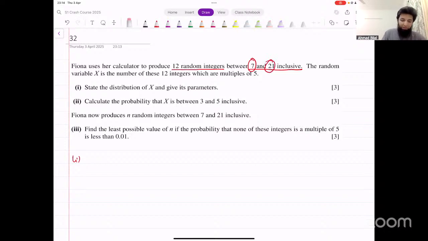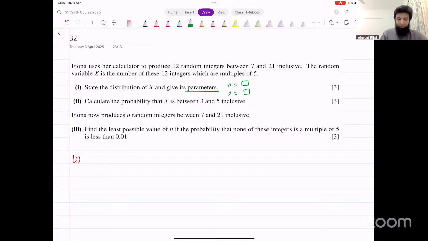Okay, and what she's doing is she's producing random integers between 7 and 21. How many integers is she producing? 12 integers. Okay, the random variable x is the number of these 12 integers which are multiples of 5. State the distribution of x and give its parameters. Now, what are the parameters? Parameters are the values of n and p. Okay, n and p.